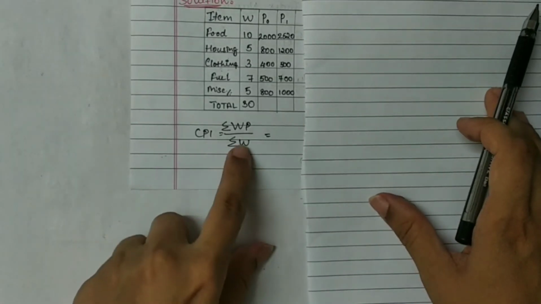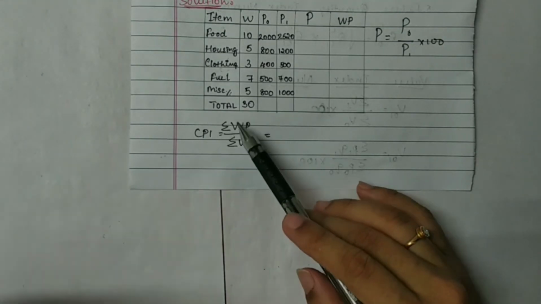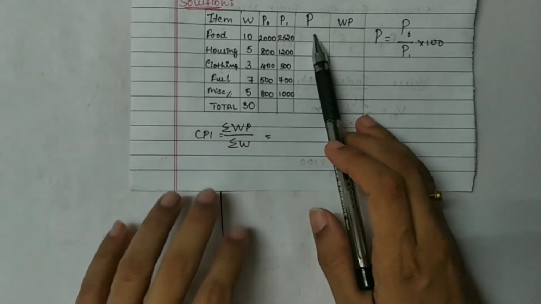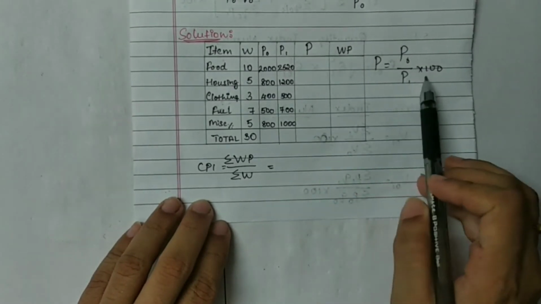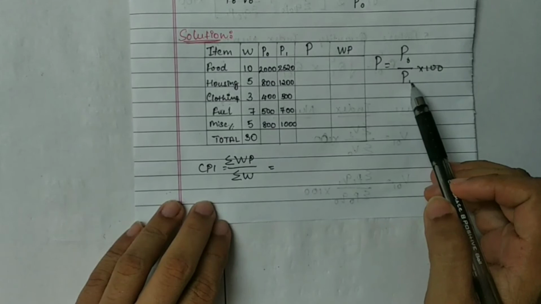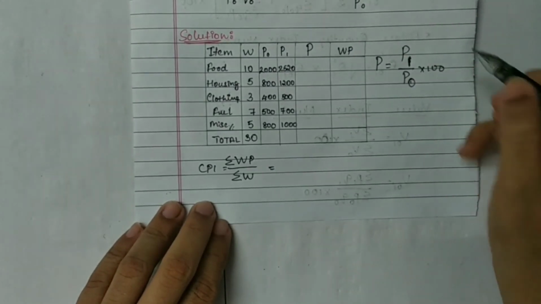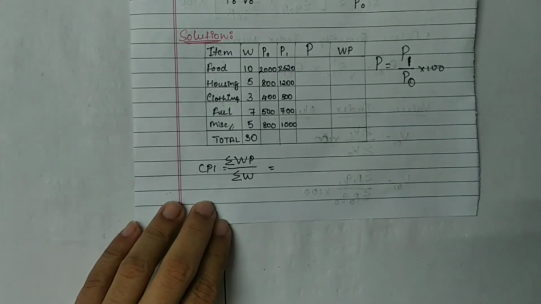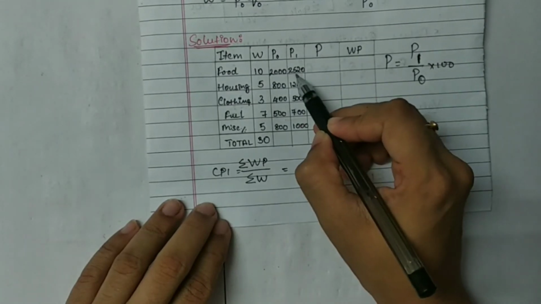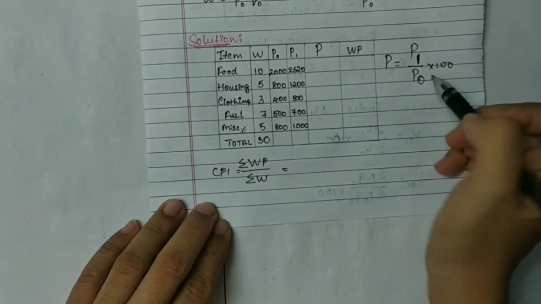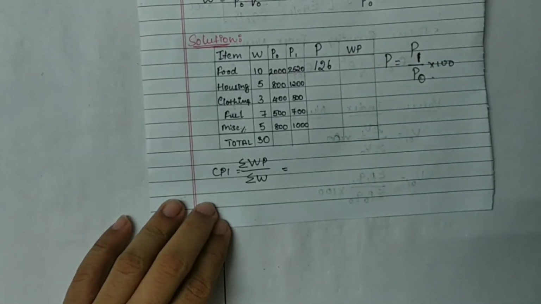So for this, according to the formula, you need summation WP, isn't it? W is given, P is given. So how to calculate P now? P will be calculated as P0 divided by P1, isn't it? Sorry, it is P1 divided by P0 into 100. Okay, so let's calculate. How to calculate now? P1 2520 divided by 2000 into 100. That is 126. Same way you calculate the remaining.